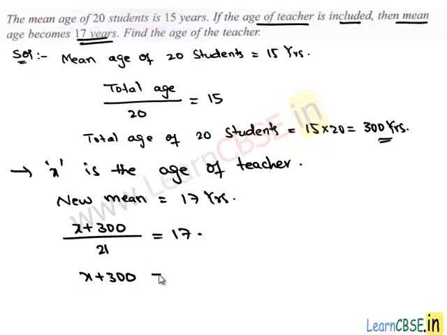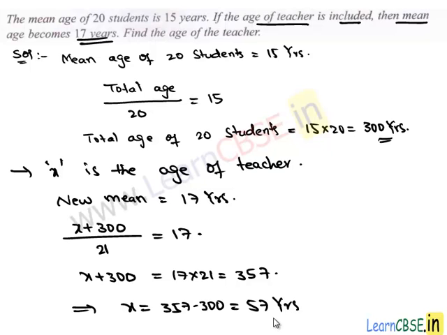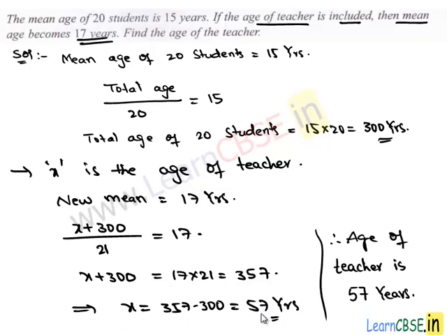Then by simplifying we get X plus 300 is 17 times 21, which is equal to 357. Therefore, the value of X is 357 minus 300, which is equal to 57 years. Therefore, we get the value of X is 57 years and the age of the teacher is 57 years.